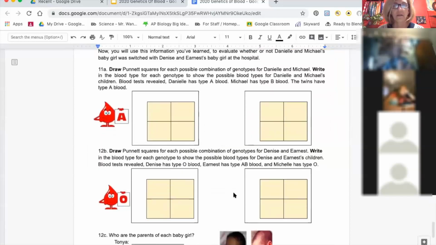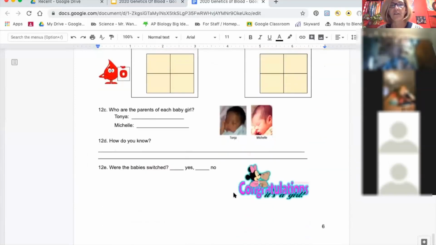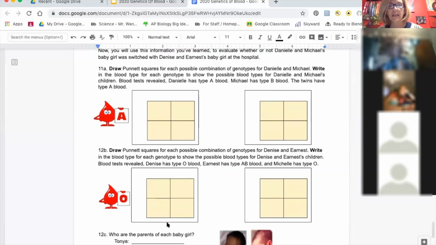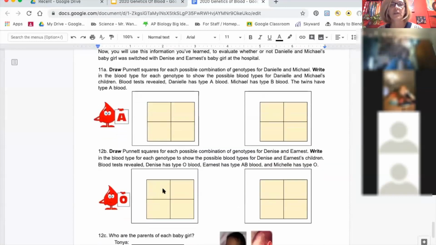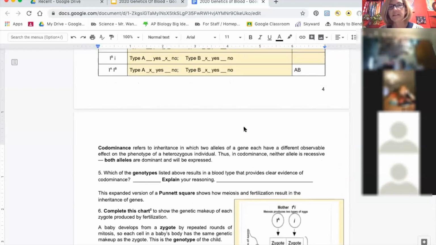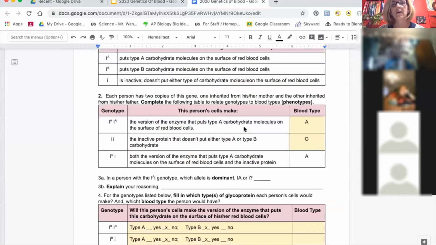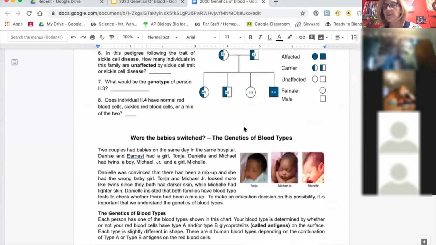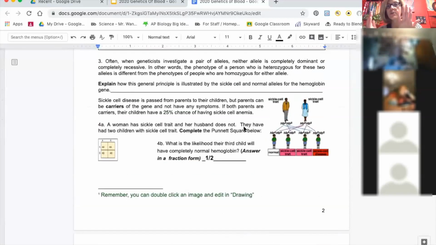In the end, you're using everything you learned to decide if these children have the right parents. So multiple alleles, blood typing, you have more than 2 alleles. Codominance, both of these express codominance where there are 2 versions being expressed at the same time.